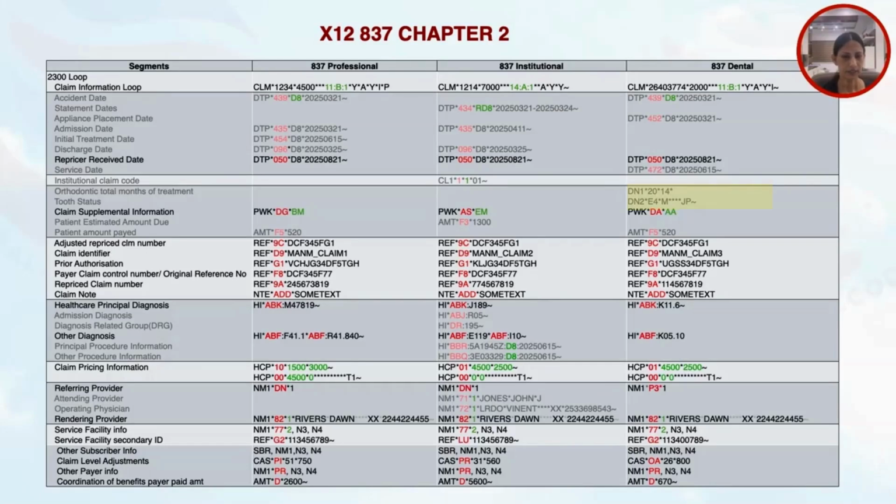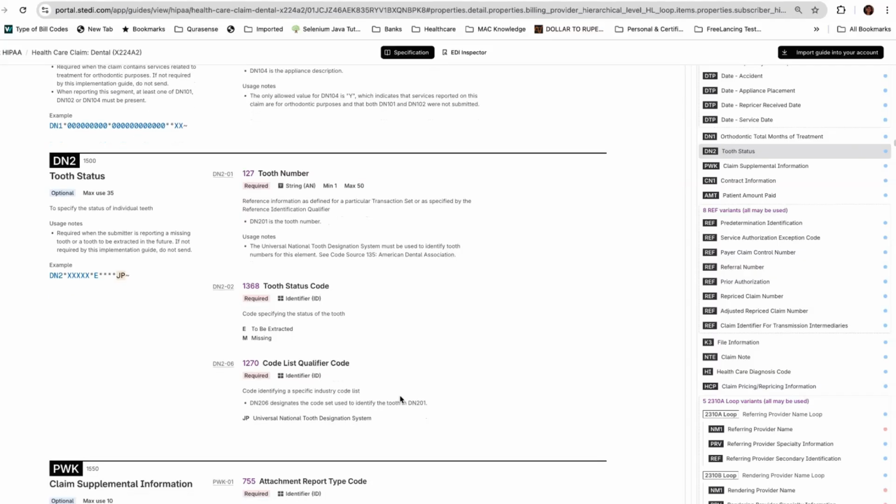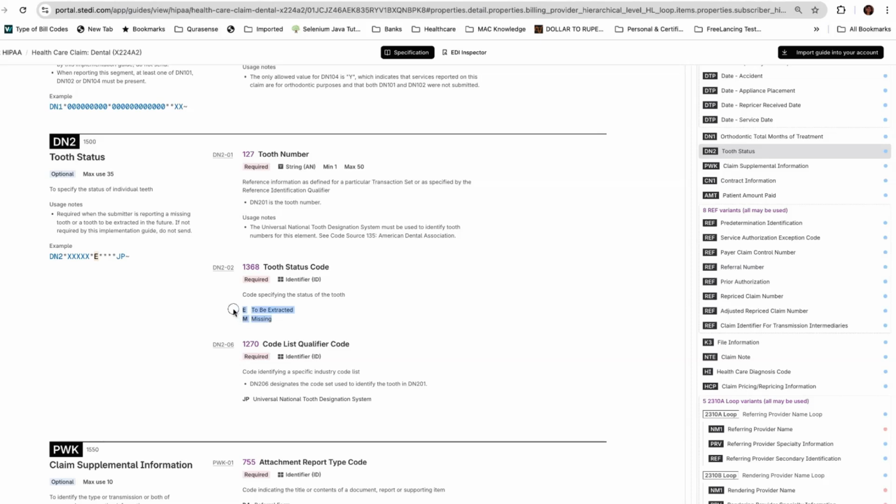Then coming to DN1 and DN2 segments, which are only for 837 dental files. DN1, or orthodontic treatment months duration, provides the total months or the remaining months and the treatment indicator for orthodontic treatment claims. DN2 provides the tooth status, where DN201 is for identifying the tooth number and DN202 is for the tooth status code. DN206 carries the code set used for tooth identification. So JP is used for the Universal National Tooth Designation System.